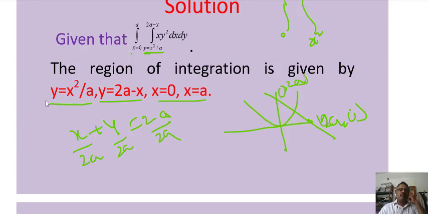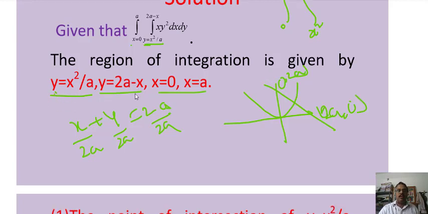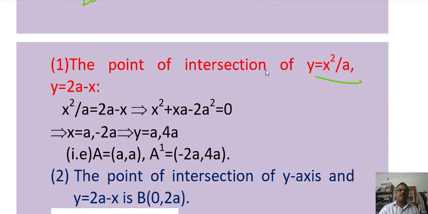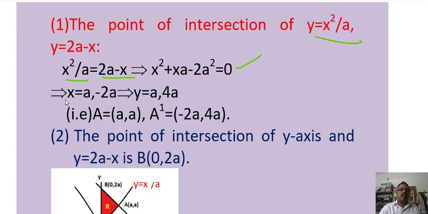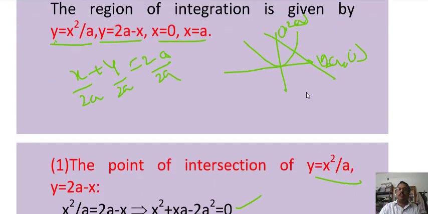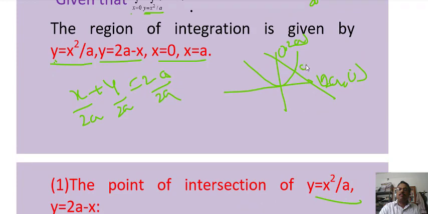In a similar way, equating y and y, you will get the point of intersection: x square by a equals to 2a minus x. Now if you simplify, x square plus xa minus 2a whole square equals to 0. If you find the roots of the quadratic equation, a comma minus 2a. So in the previous problem, 1 comma minus 2, here a comma minus 2a. Now if you substitute the x value in either curve, you will get a comma a. So one point is a comma a, and the other point is minus 2a comma 4a.